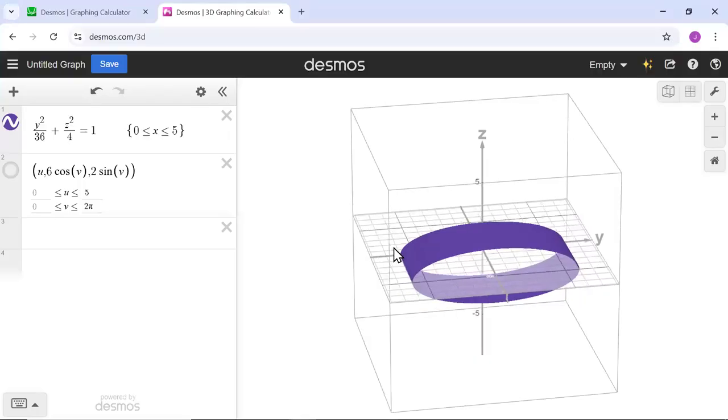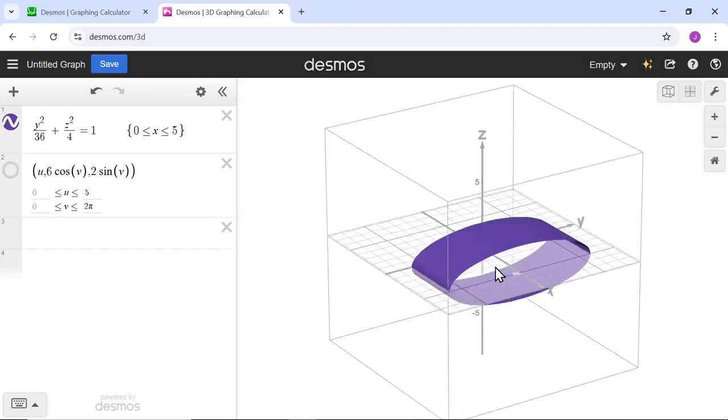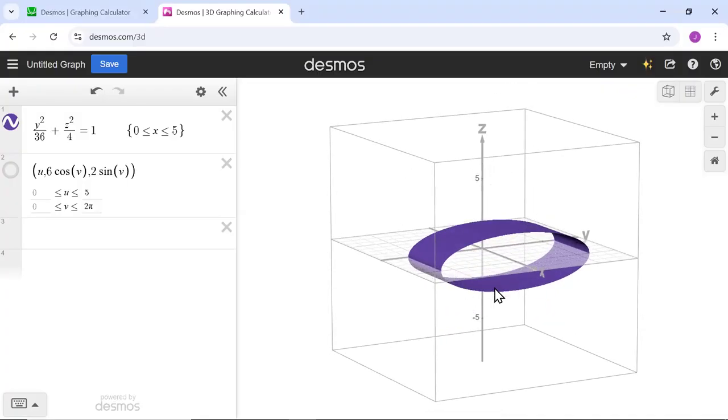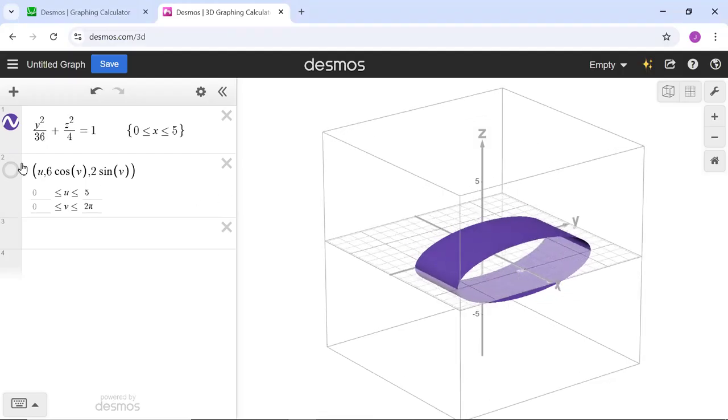And if you ever want to check, you can always graph both surfaces in something like Desmos or do it by hand, although by hand's a lot more difficult. But here was our original surface, the one that we looked at earlier that we had in purple. Notice that this parameterization gives you the exact same surface. All right, u, 6 cosine v, 2 sine v, u going from 0 to 5, v going from 0 to 2 pi.